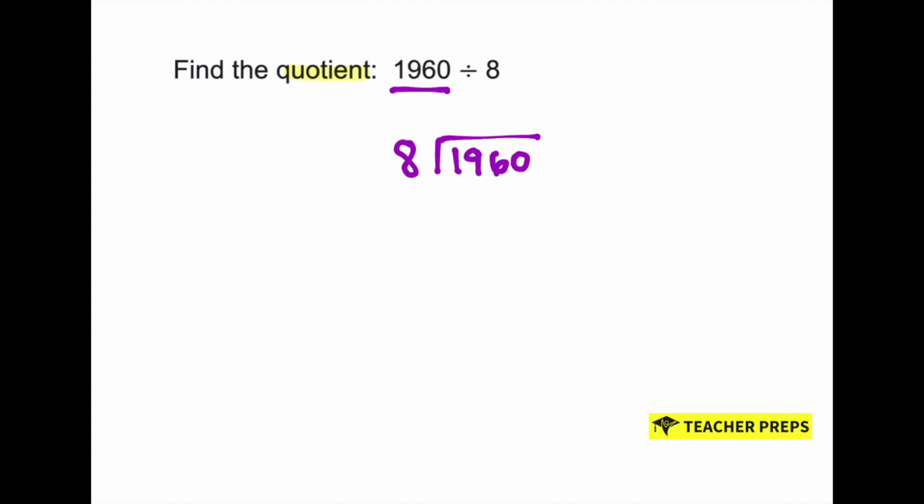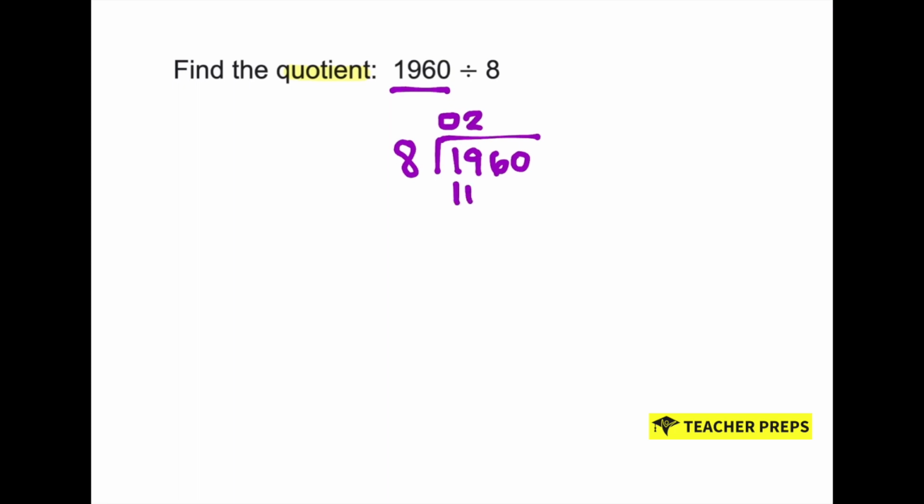Now we're going to start by asking ourselves, how many times does 8 go into 1? 8 does not go into 1 at all, so we're going to put a 0. Now we're going to look at the number 19 and ask ourselves, how many times does 8 go into 19? 8 times 1 is 8. 8 times 2 is 16, which is close. And then 8 times 3 is 24, which is too much. So we're going to go with 8 times 2.